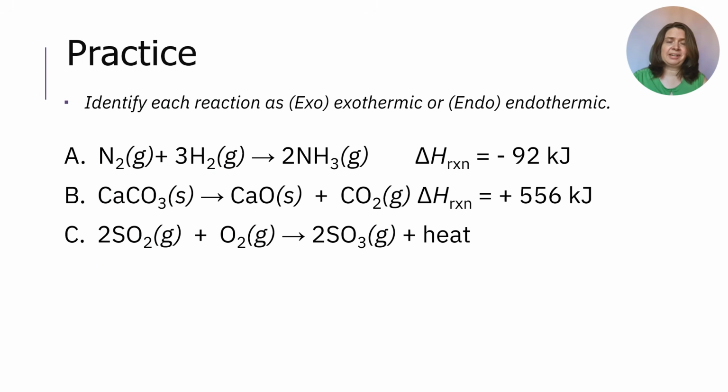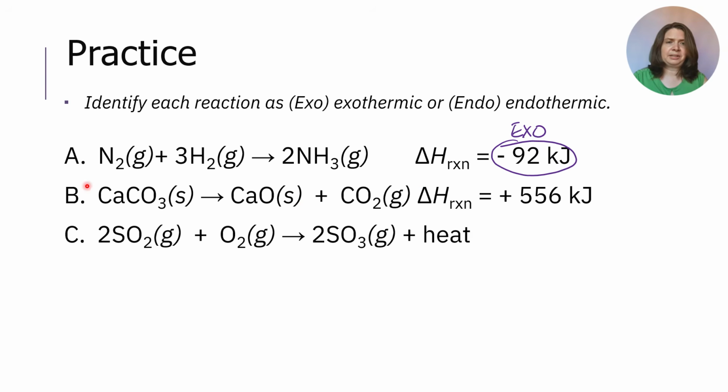Determine whether each reaction is endothermic or exothermic. Here's our first example. N2 plus 3H2 produces 2NH3. Delta H is negative 92 kilojoules. Because delta H is negative, this reaction is exothermic.